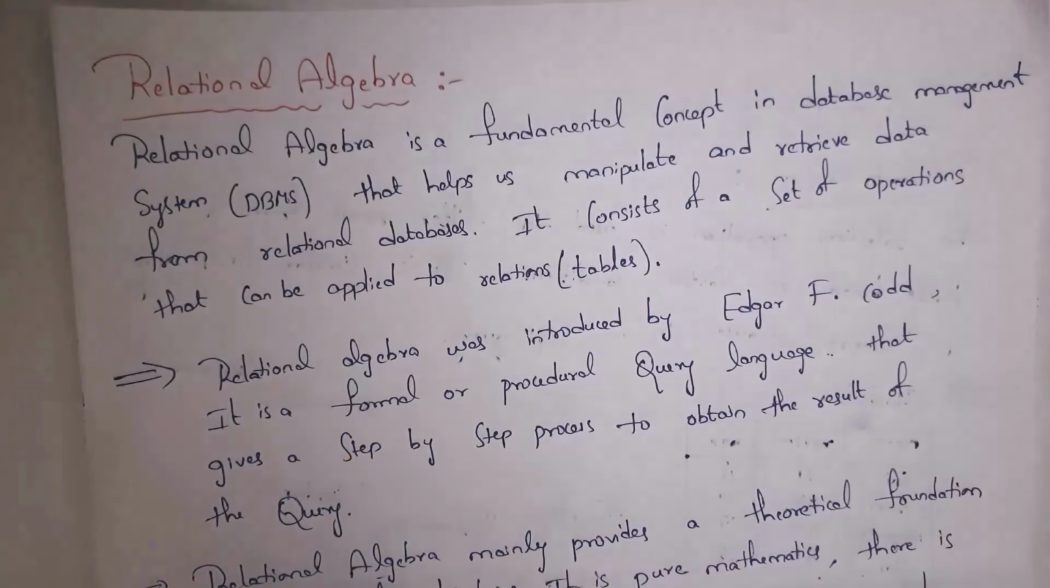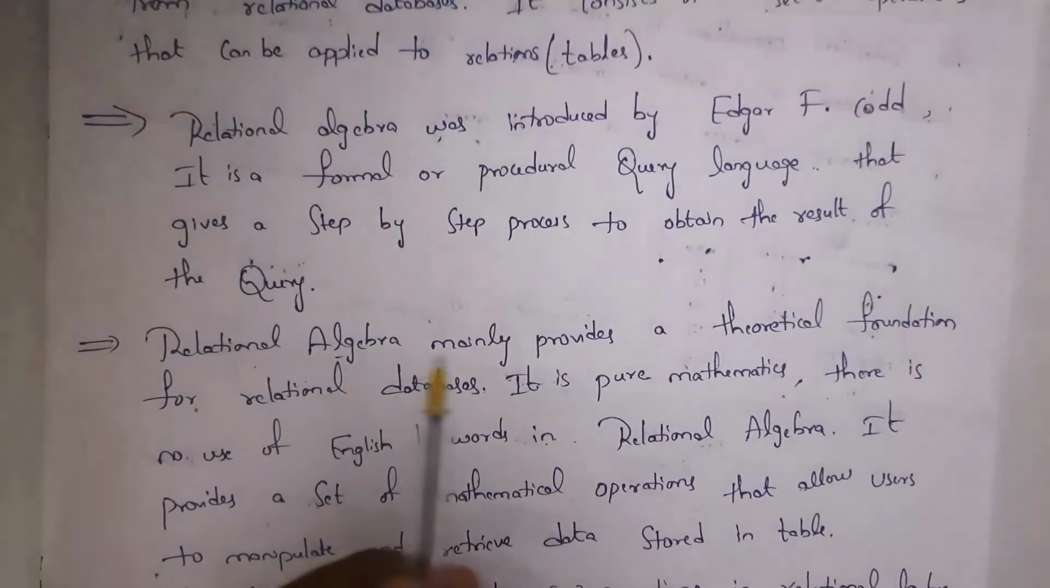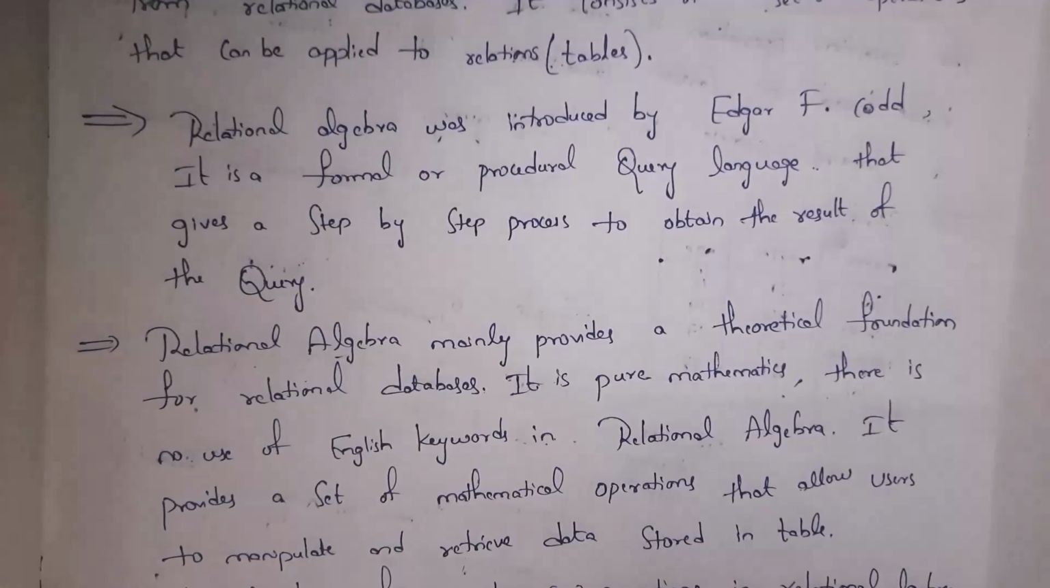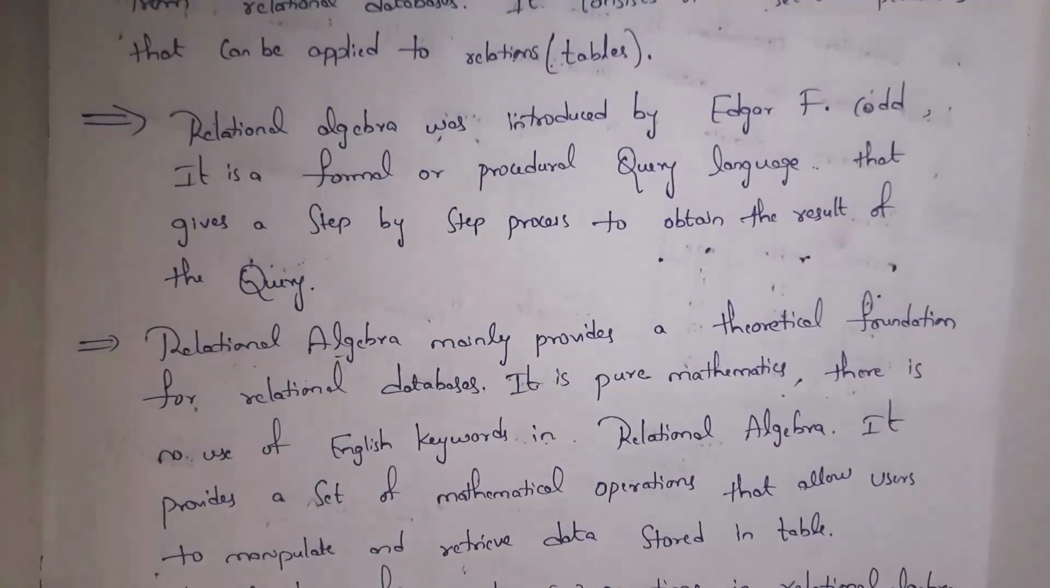We call this relational algebra a formal or procedural query language. We need to follow a step-by-step process in order to get the result. Relational algebra mainly provides a theoretical foundation for relational databases. I already said before, this relational algebra is just a theory concept that will be applied on relational databases. It is purely mathematics. There are no English keywords in relational algebra. It provides a set of mathematical operations. By using those mathematical operations, we can manipulate and retrieve data from tables.